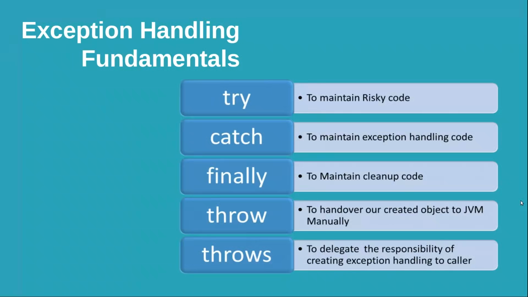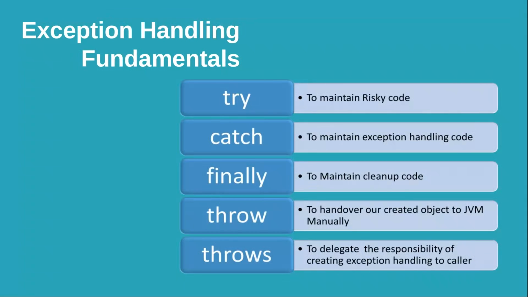And throw and throws. Throw is to hand over a created object to the JVM manually. That is, if an error is caught and you don't want to handle it or display the error there, then it can be handed over to the JVM manually using the throw keyword. So the object of the exception can be thrown by using the throw keyword.